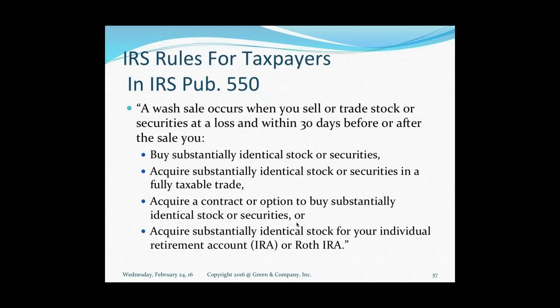So here are the wash sale loss rules in Publication 550. A wash sale occurs when you sell or trade stock or securities at a loss, and within 30 days before or after the sale, you buy substantially identical stock or securities. Notice that word, substantially identical. Acquire substantially identical stock or securities in a fully taxable account trade. Acquire a contract or option to buy substantially identical stock or securities. Or acquire substantially identical stock for your individual retirement account or Roth IRA.